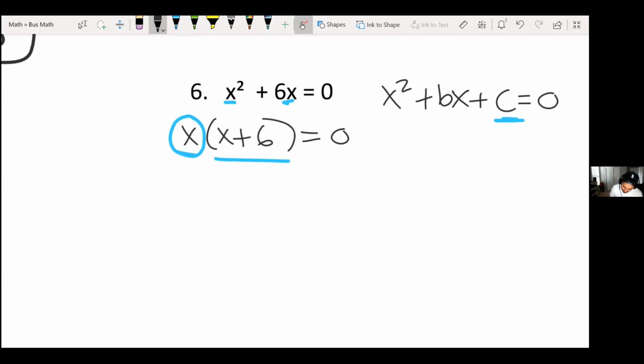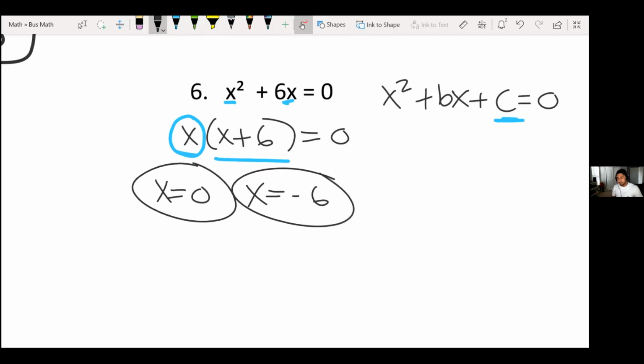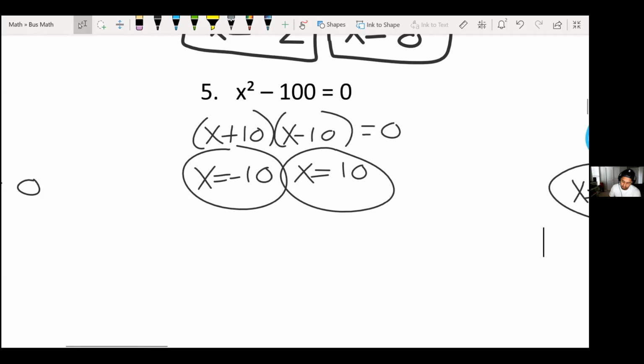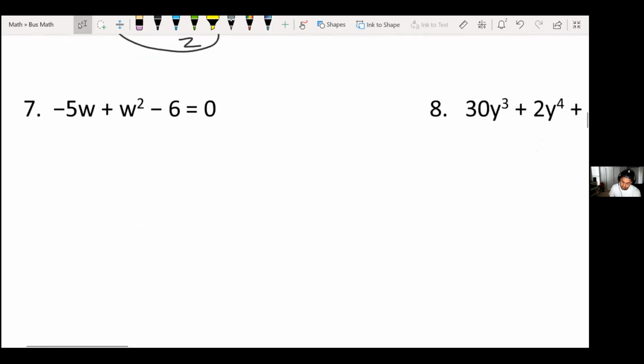So set those equal to 0. x equals 0. x equals -6. Done. Excellent. There we go. We're making our way down. Okay, 7.